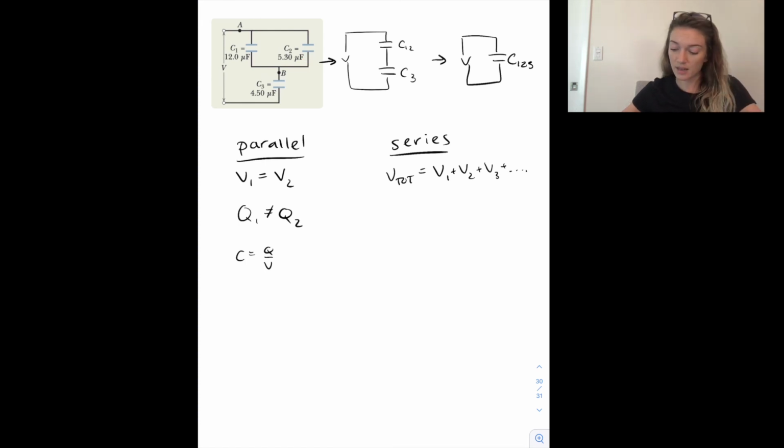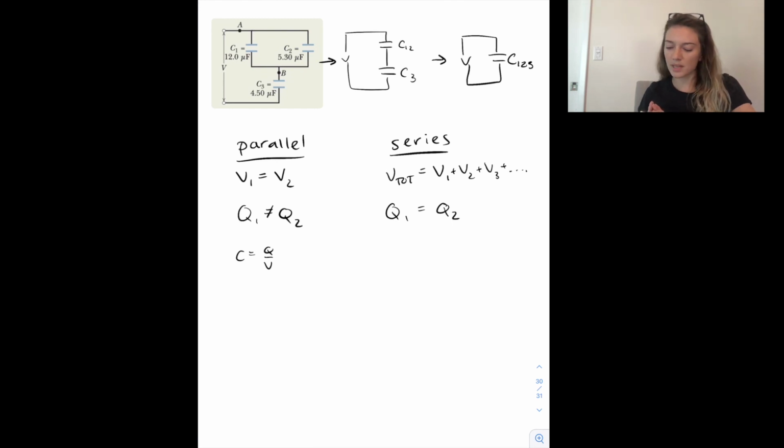Then we also have the charge on capacitors in series. Capacitors in series do have the same charge on them. And this is true no matter how many capacitors you have. If you have 5 capacitors in a row, all 5 of them will have the same charge.